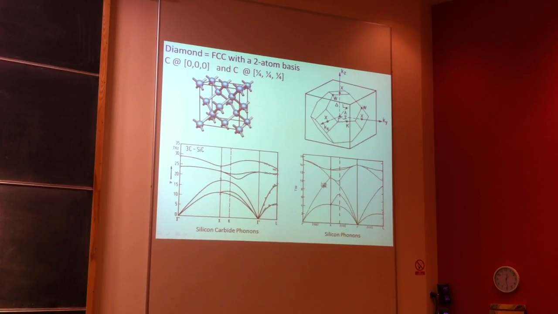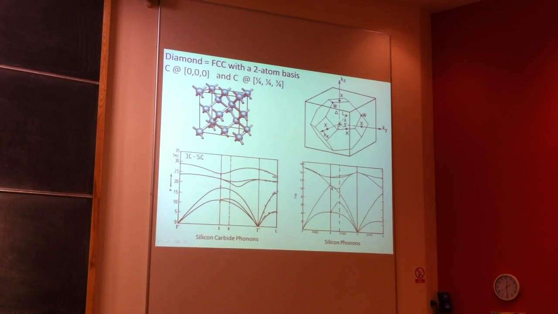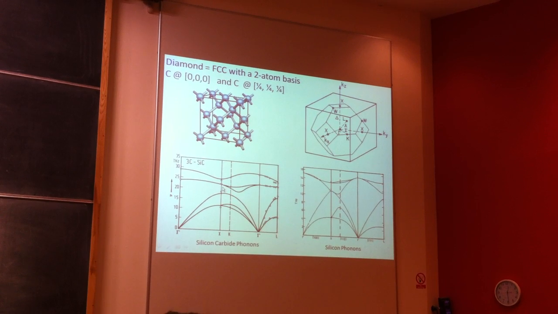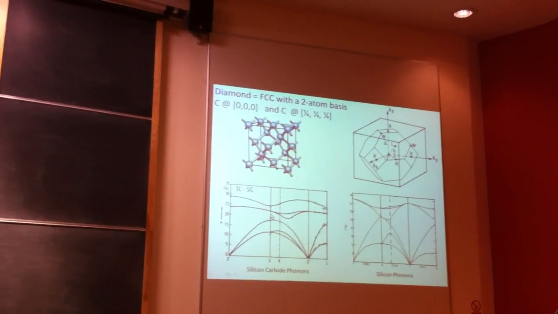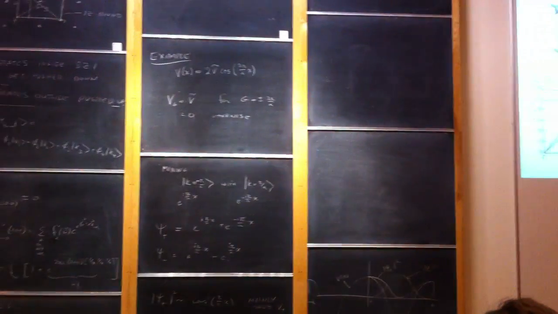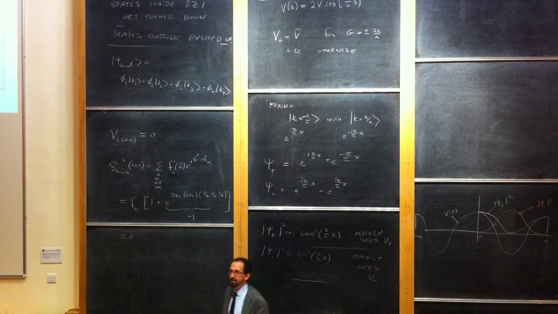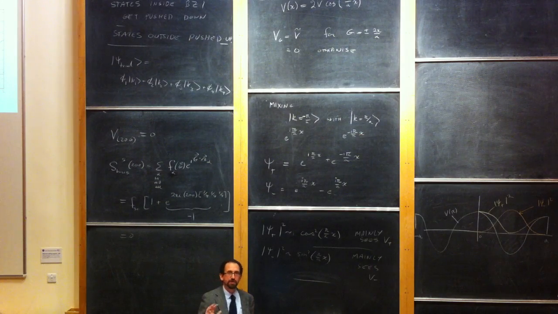And notice you have exactly the same physics going on. For pure silicon, these 2 branches come together and they don't split, whereas for silicon carbide, they're split. It's exactly the same physics. There's no scattering by the reciprocal lattice vector 2, 0, 0 in pure silicon because of this type of interference between the two scattering components. All right, good.